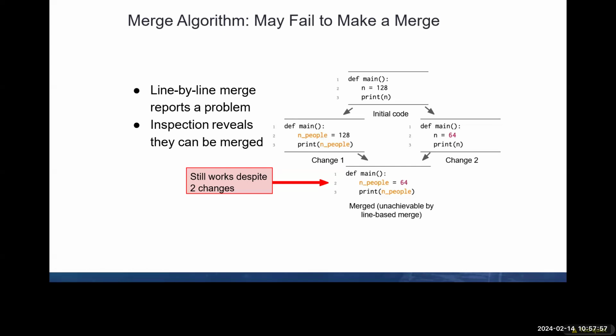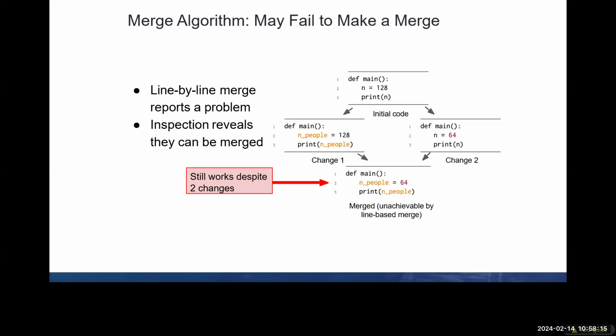Now the second user gets the same initial code, n equals 128, then print n, but he changed the value that will be stored in n from 128 to 64.